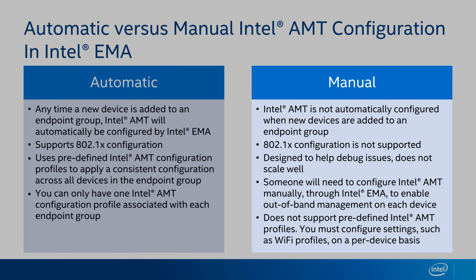Now with manual provisioning, you have to tell each system independently, one by one, that you want to turn on AMT and configure it on that device. And this does a very basic configuration. It does not include support for 802.1x authentication. It's really designed for debugging purposes. And again, contrasting the two, for instance, with Wi-Fi profiles in manual provisioning, you have to go through after you've configured AMT on that system, and as a secondary step, manually add in Wi-Fi profiles that you may want Intel AMT to use.